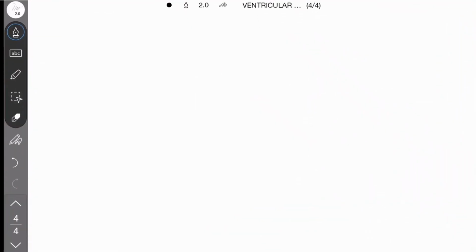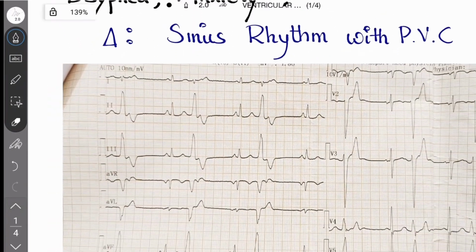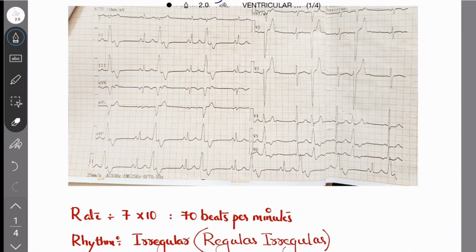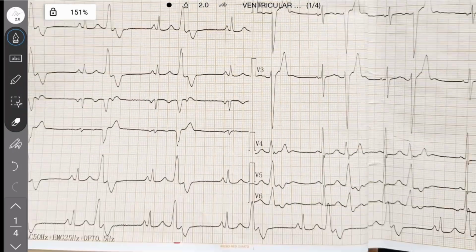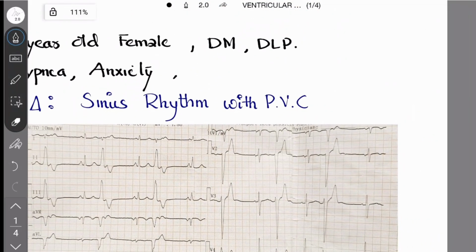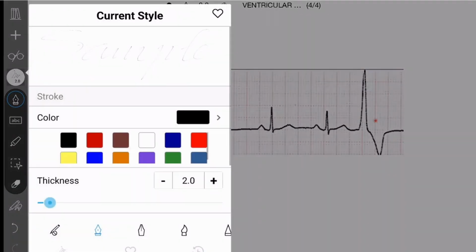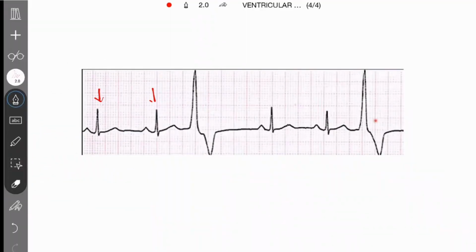In our case, this patient who is 55 years old presented with these problems. This is also a rhythm. Look at the rhythm strip clearly. It is a ventricular bigeminy. This is a patient with PVC, that is a ventricular bigeminy.